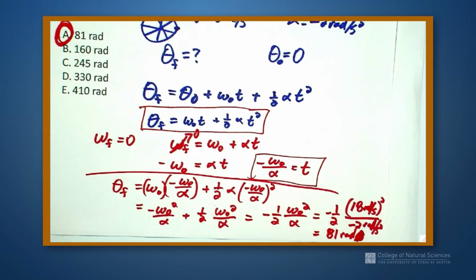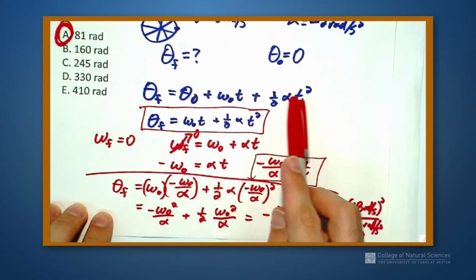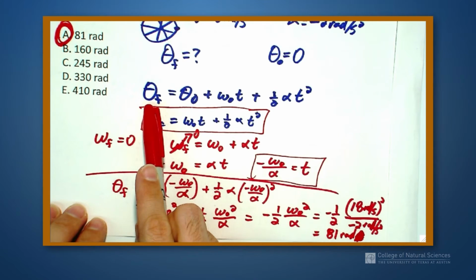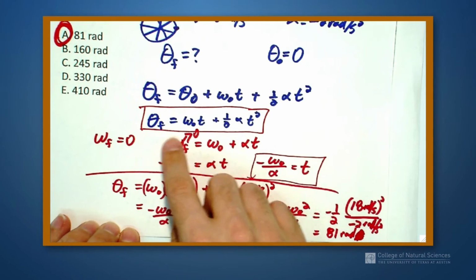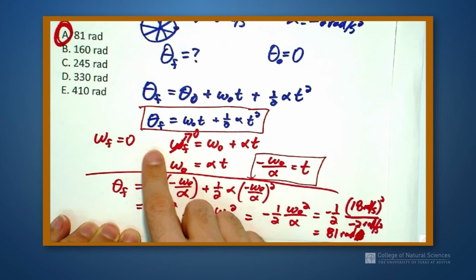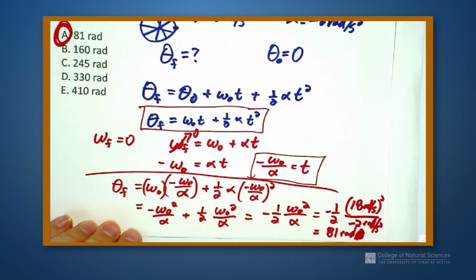So not a hard problem, it just took us a little while to get there. We started off with our initial conditions. We tried to solve for a final theta. We were missing time, so like we did with our first kinematic equations for position, velocity and acceleration, we're going to do with our angular ones. We're going to solve the angular acceleration equation to get us time, plug the two equations together using substitution, and solve it in the end.